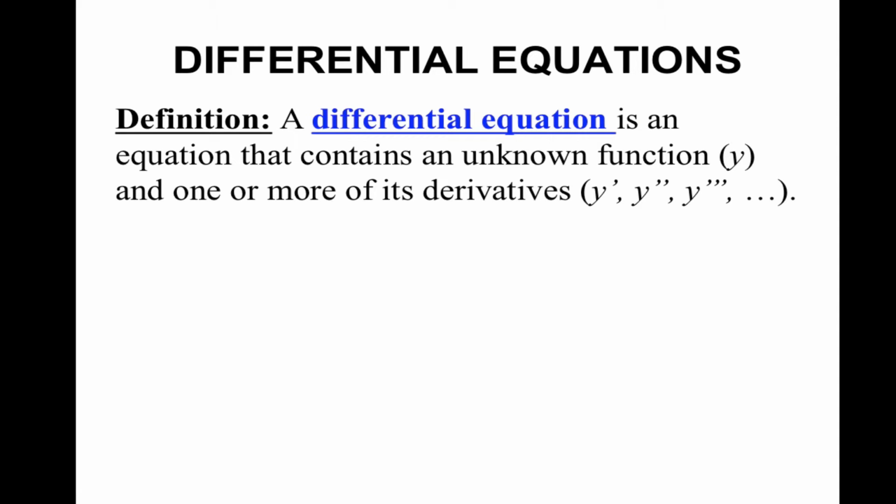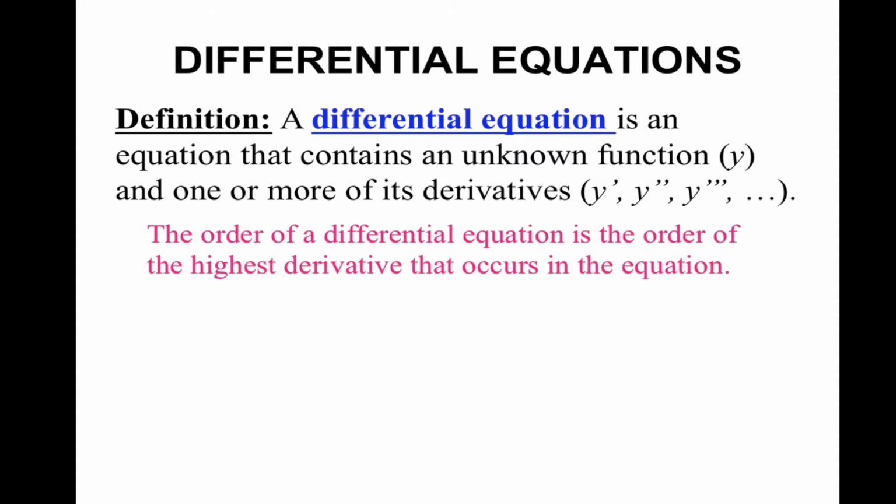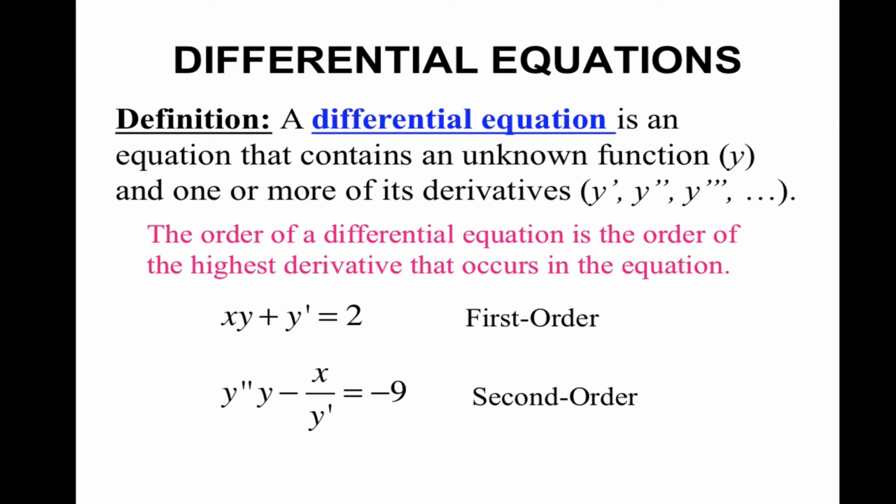A differential equation is an equation that contains an unknown function y and one or more of its derivatives, so y prime, y double prime, etc. The order of a differential equation is the order of the highest derivative that occurs in the equation, just like polynomials. So if I have xy plus y prime equals 2, that means I have a first order differential equation. If I have y double prime times y minus x over y prime equals -9, that means I have a second order differential equation.